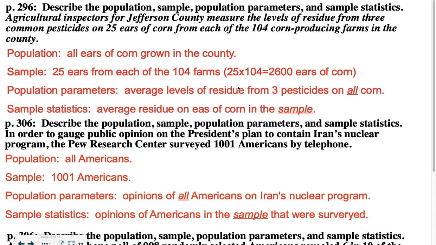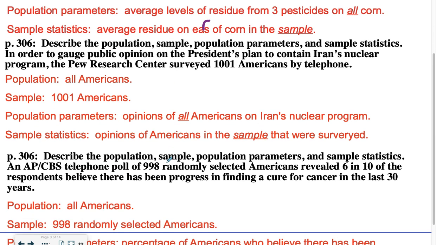The population parameters are, well, what are we looking for out of this population? That's specifically the average levels of residue from the 3 pesticides on all the corn in that population. So we look at all the corn in the county and then the average levels of residue. The sample statistic is the average residue on the ears of corn in the sample. So that's what we break it into.